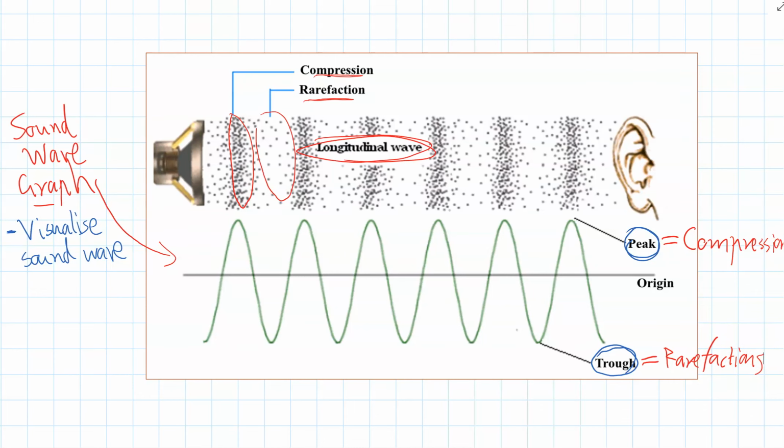And we draw a line along the middle of the graph here. We call that the origin. That's just telling us the average of the graph. But it is important for later when we talk about amplitude. So we'll come back to talking about the origin later. But that's a sound wave graph. So it's much easier to visualize and to see what's going on with the sound.